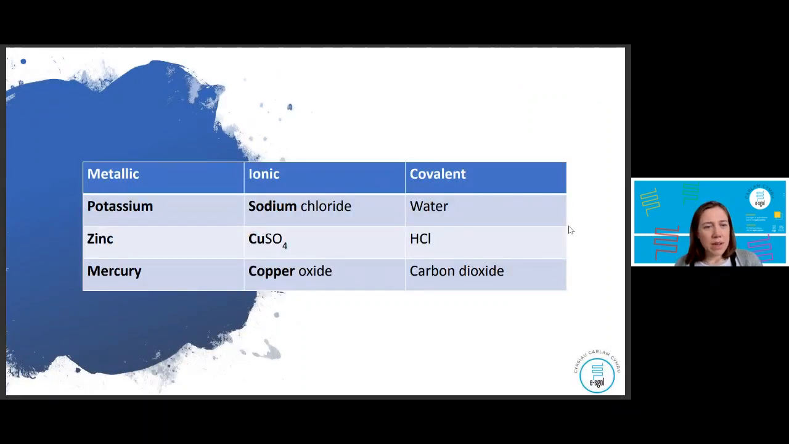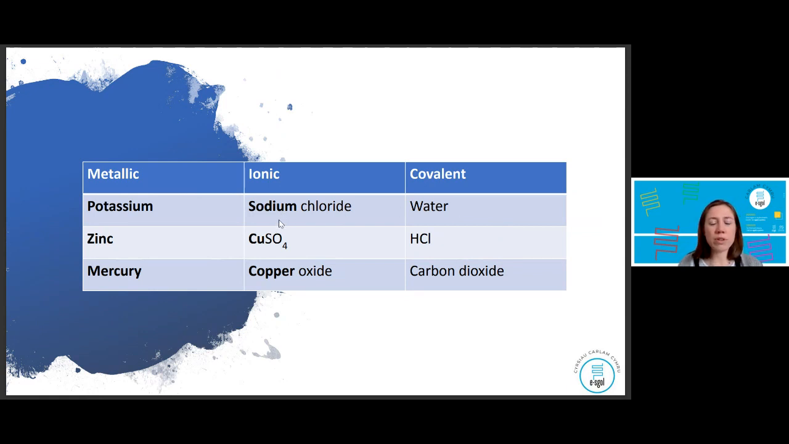So metallic, okay, so here we have potassium, zinc, and mercury falling under metallic. And let's have a look at the other side of the table at covalent. So we've got water, HCl, which is hydrochloric acid, and carbon dioxide. So they are the covalent substances. And then in the middle, we've got ionic.